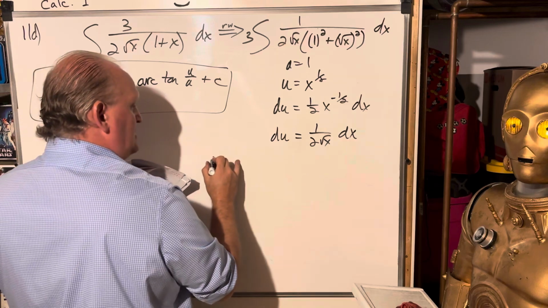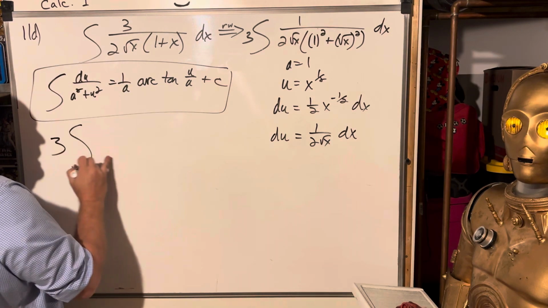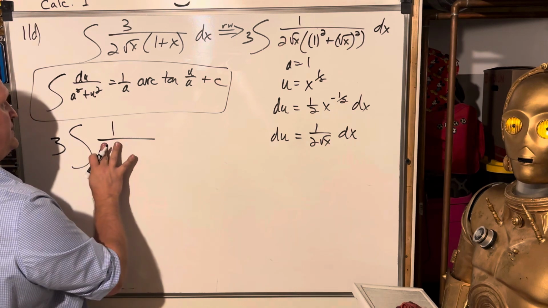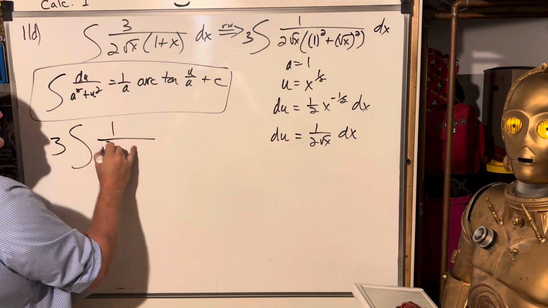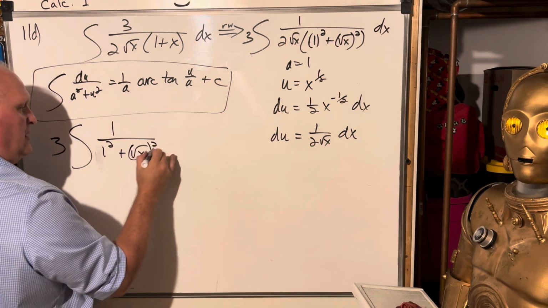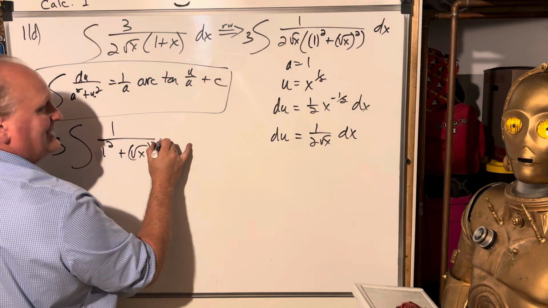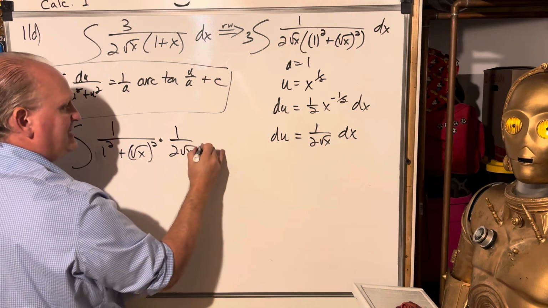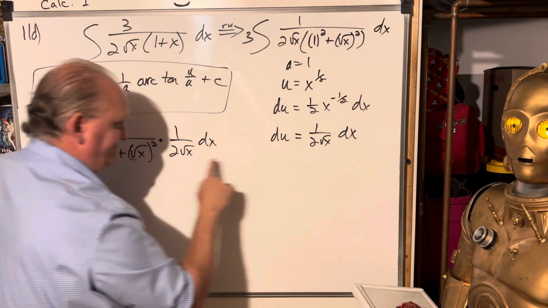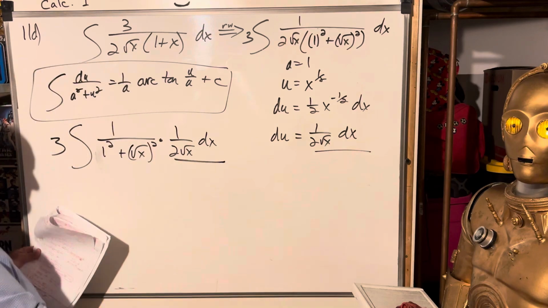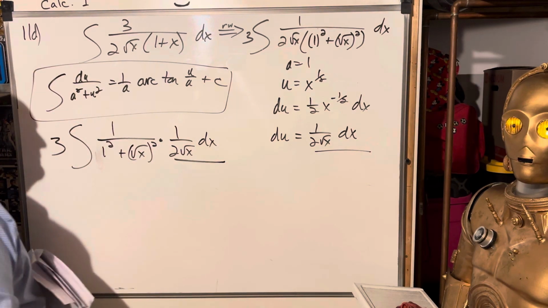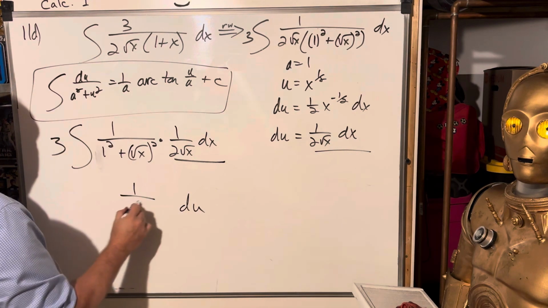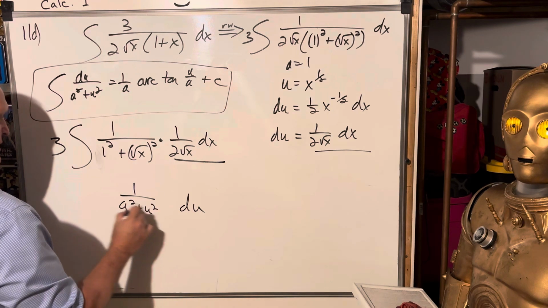So look, if I just rearrange this a little tiny bit, I'll put the 3 there, I'll put 1 over 1 squared. Oh, here, we're going to even put it in parentheses. It'll look just like this in a second. 1 squared plus the square root of x squared. All right, and then times 1 over 2 square roots of x dx. Voila. So that's just a big fat du. And this is just a 1 over a squared plus u squared. And this is just a 3.